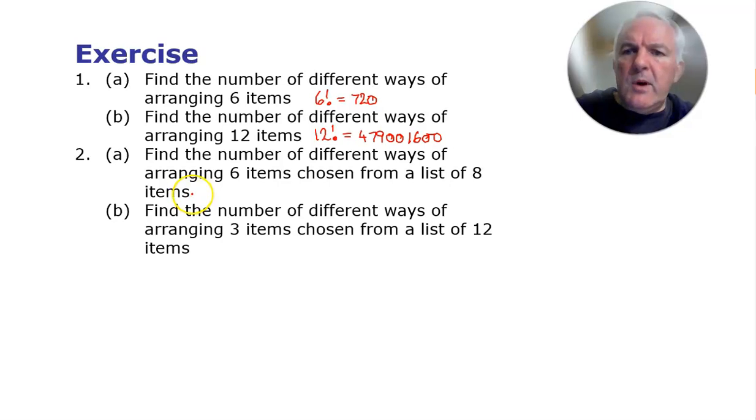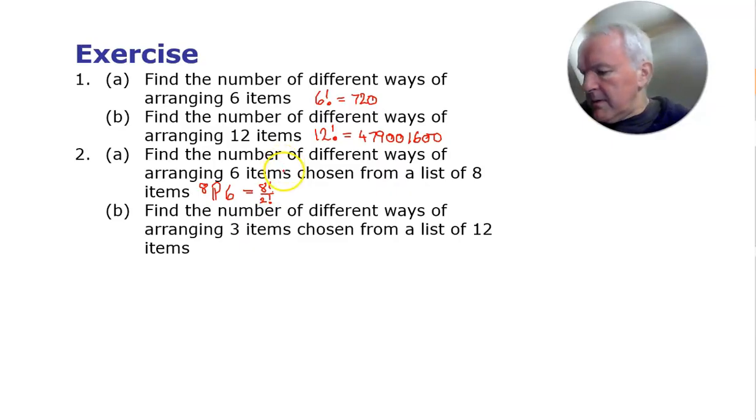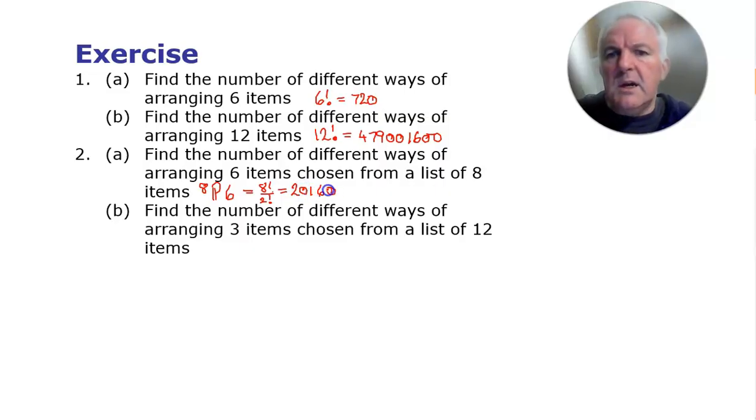Find the number of different ways of arranging 6 items from a list of 8. Now this is 8P6. I've got 8 of them. Notice, by the way, this is where I was always taught to write the P, so you might see it like that, or you might just see it with a normal capital P. But 8P6, that is 8 factorial divided by 2 factorial. And again, I'm just using my sheet here. According to me, it's 20,160. But again, that's something you would type into your calculator and get the answer.